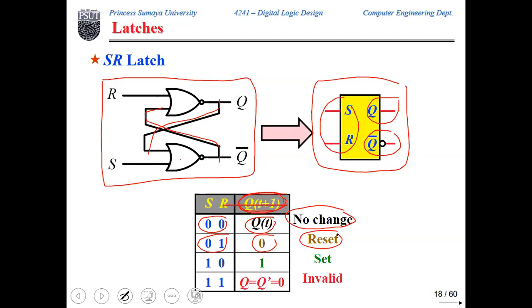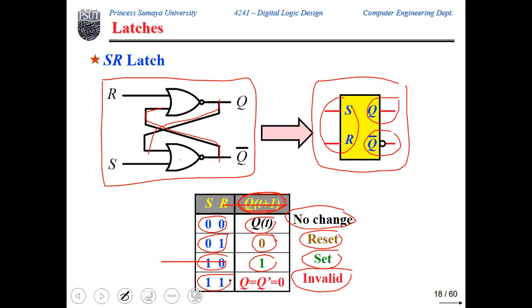So whenever S and R are forced to 0, 1, then the stored value will be changed to 0 regardless of the old value, whether it is 0 or 1. And we already saw this on the previous slides. The same thing, the third case, when S and R are 1, 0, the stored value will be changed to 1 regardless of the initial value. So this is the set operation. And the last state, which we called the invalid state or the not allowed operation, is when S and R are both 1s.